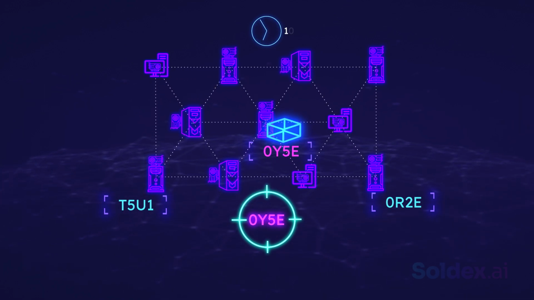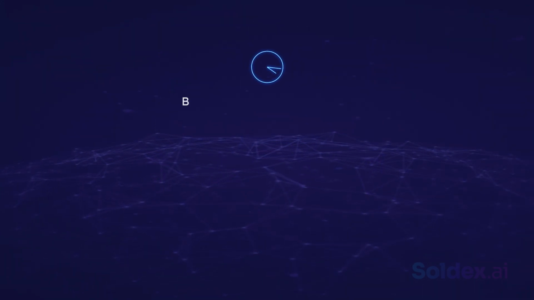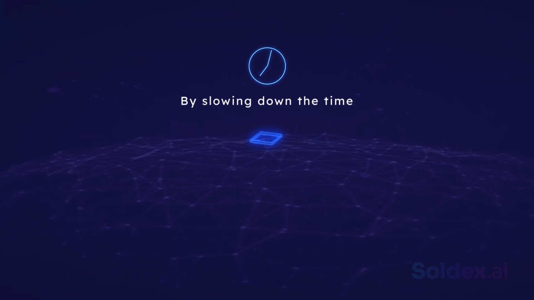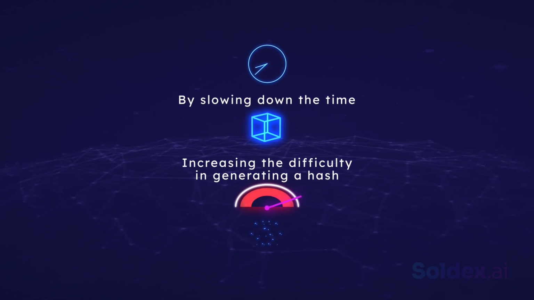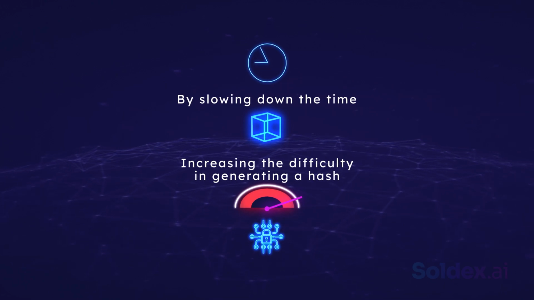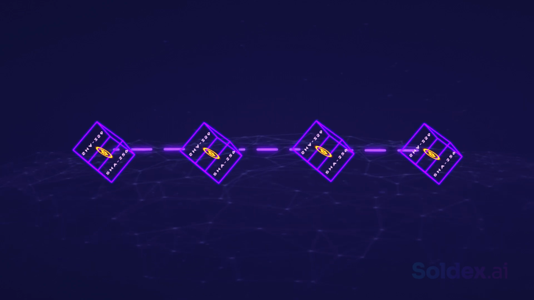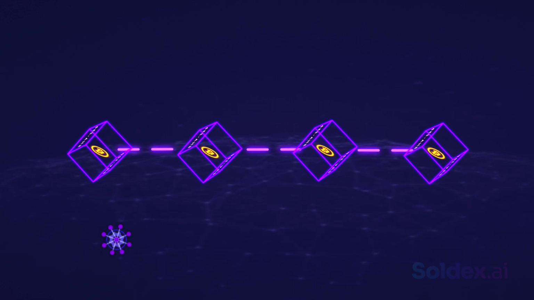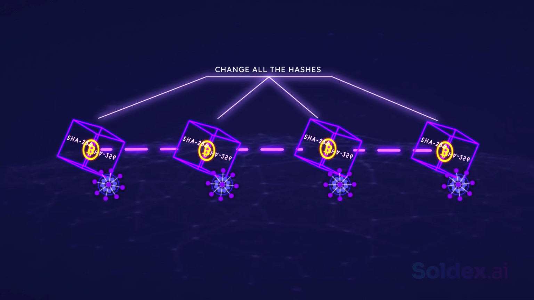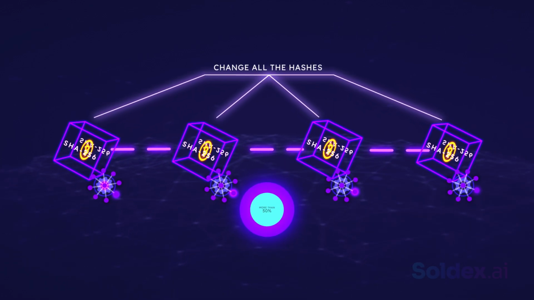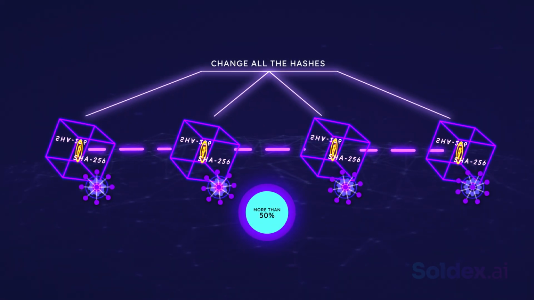It takes approximately 10 minutes for a new hash to be calculated and a new block mined. By slowing down the time needed to create new blocks and increasing the difficulty in generating a hash, the Bitcoin network further increases the security and immutability of the blockchain. So to successfully alter the Bitcoin blockchain, one would need to redo the proof of work required for each block, change all the hashes in the different blocks, and take control of more than 50% of the peer-to-peer network. The chances of this happening are almost zero.